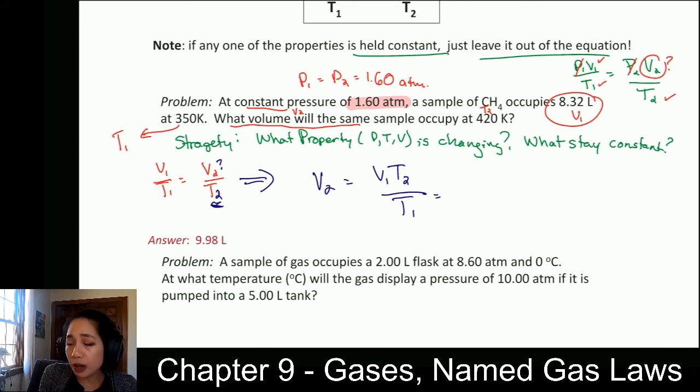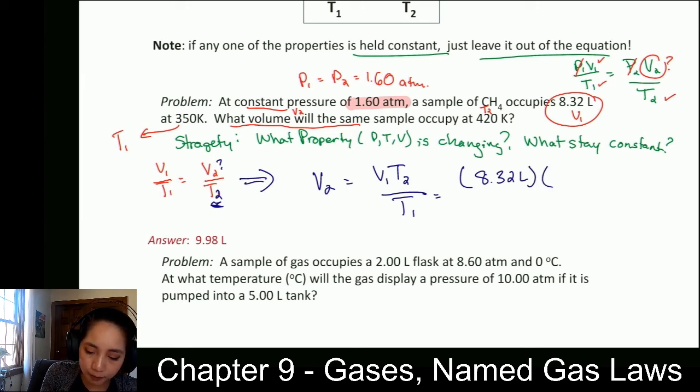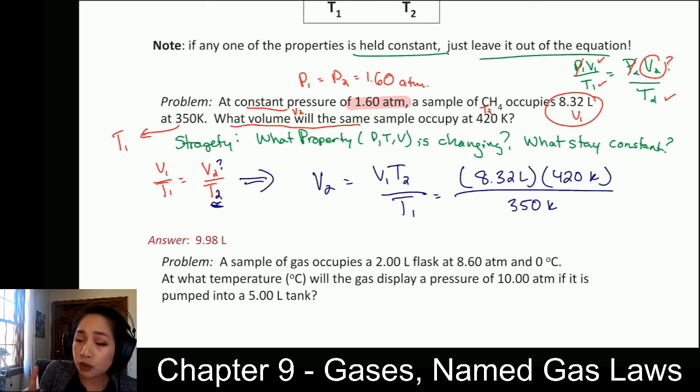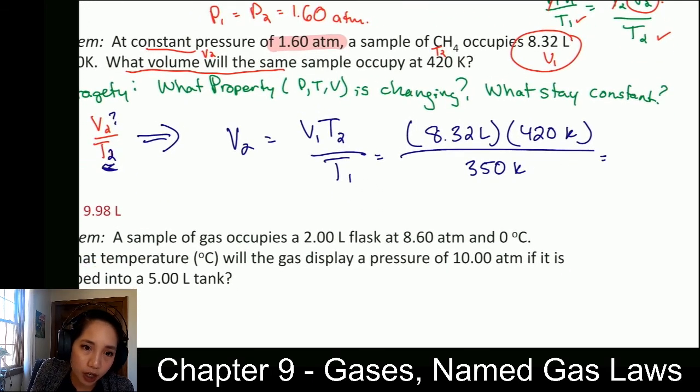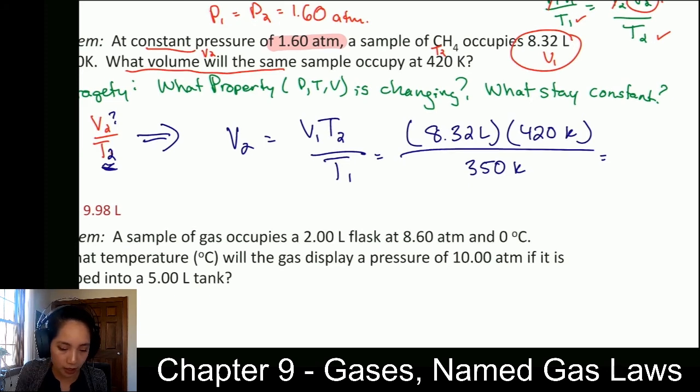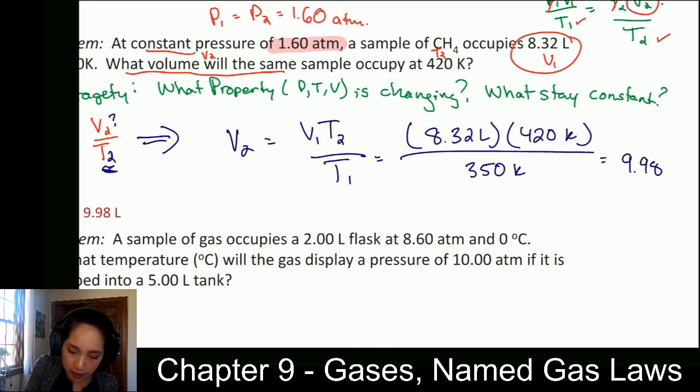All right, so now we just have to plug in our numbers that we've already identified. So V1 is 8.32 liters, times T2, which is 420 Kelvin, over T1, 350 Kelvin. The important thing here is to definitely keep track of your V1, T1, your ones and twos. What are the properties in your condition 1 versus your condition 2? So make sure those numbers match one another. And if you stick that into your calculator, 8.32 times 420 divided by 350 is 9.98 liters.